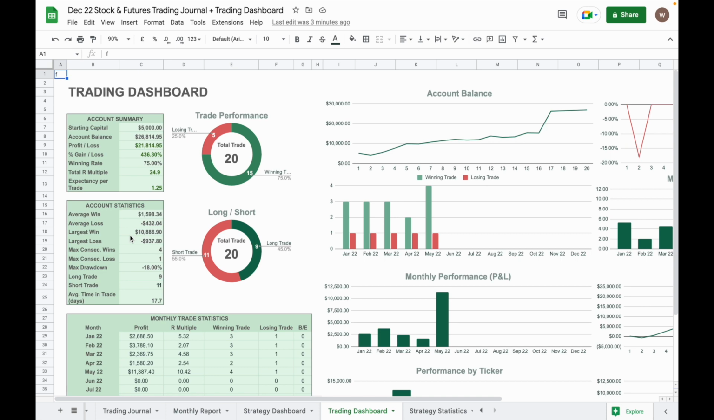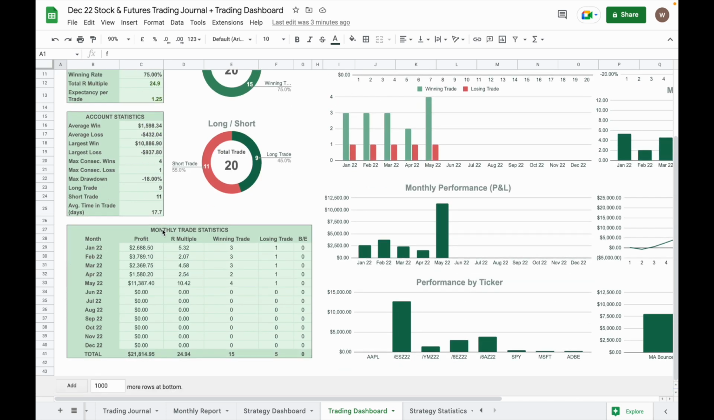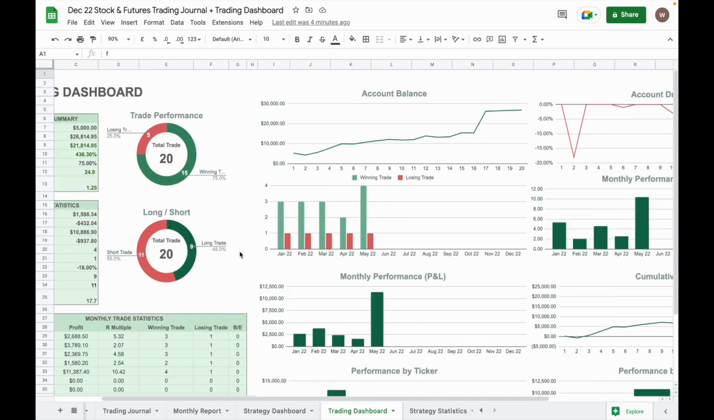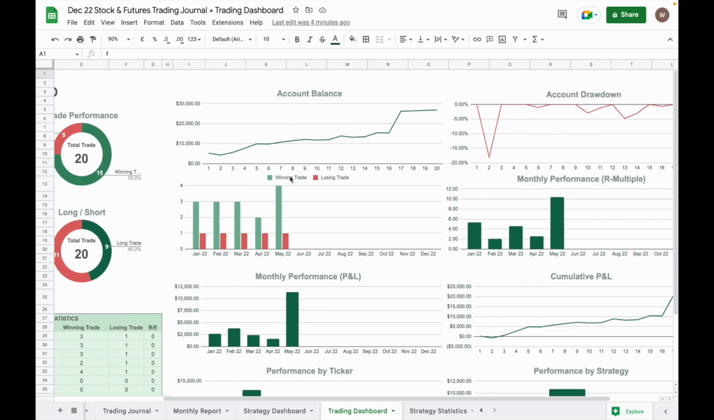There is a table here showing the 12 monthly trade statistics such as your profit and loss, R multiple, winning trade and losing trade. The dynamic charts here will automatically update when you import data at the trading journal. The pie chart here shows your trade performance such as the number of win or loss trade as well as long or short trade.